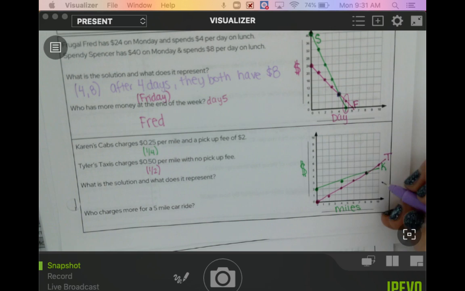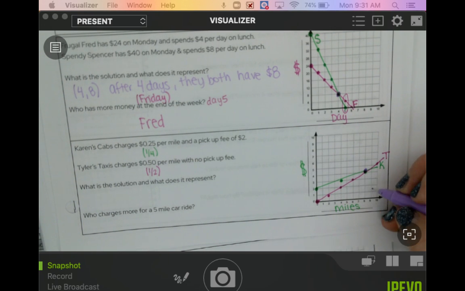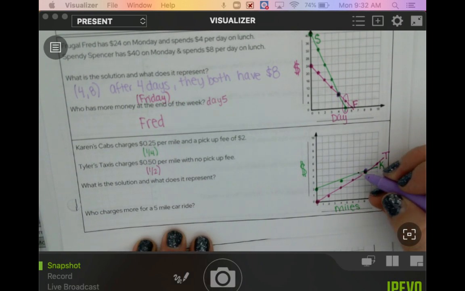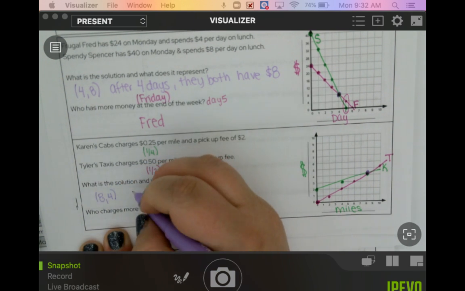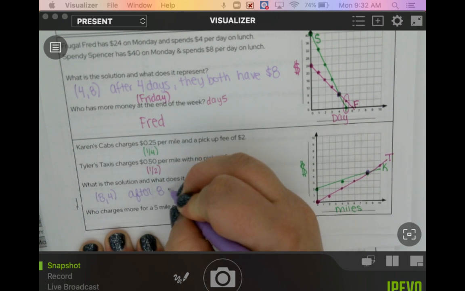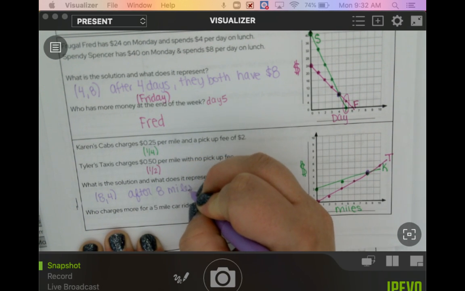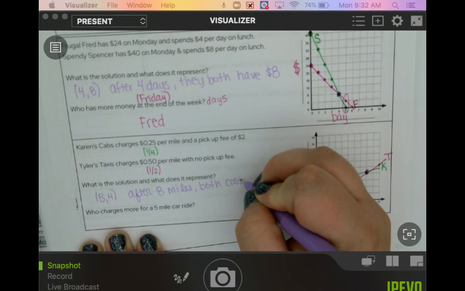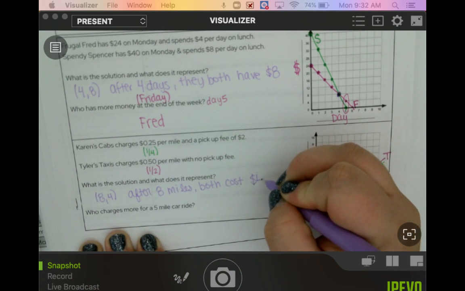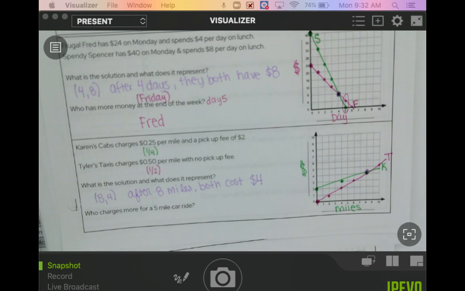And these lines cross right here at 8, 4. 8 is on the miles axis. So for 8 miles, both cost $4. Which is pretty cheap, right? Actually, really cheap.